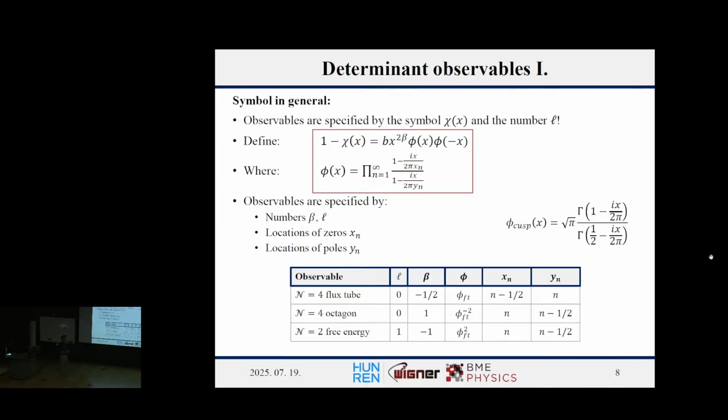So here you can see the previous three examples. For example, you have this L parameter, and also you have the location of zeros denoted by x_n and the location of poles. Actually, what will be important for us is the location of the zeros of this symbol function.